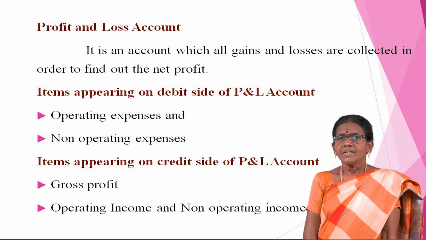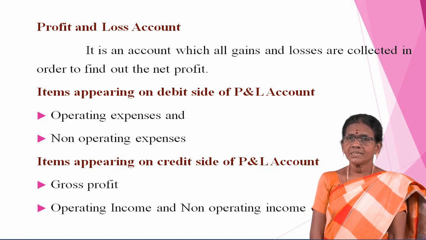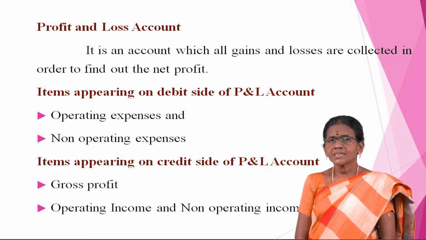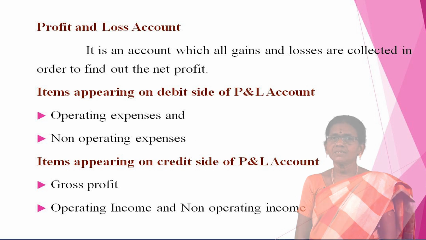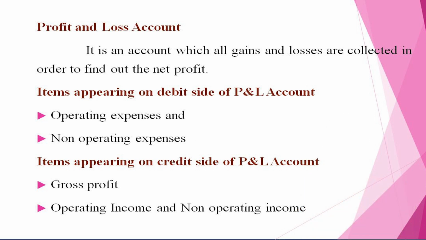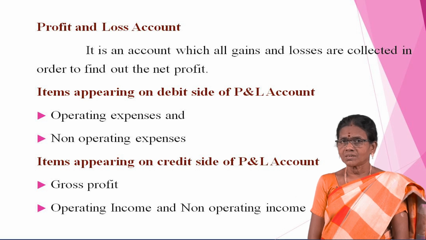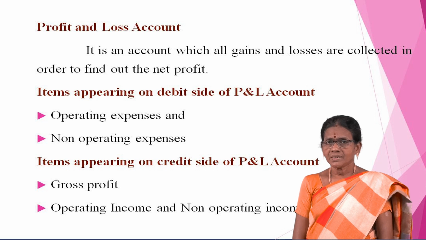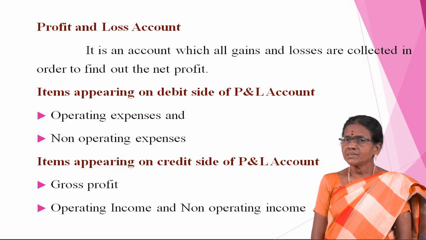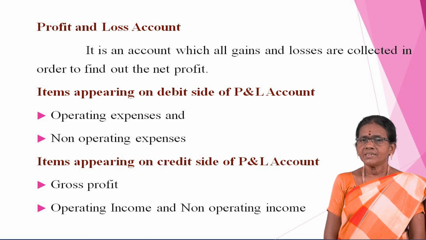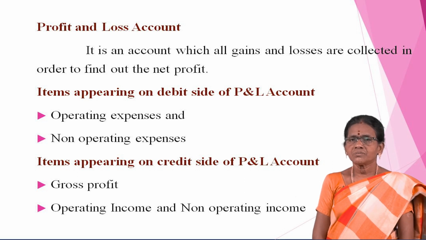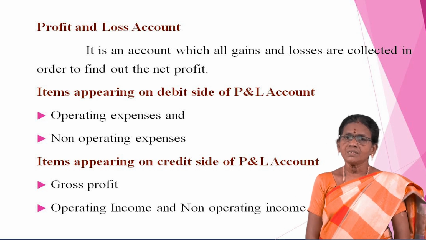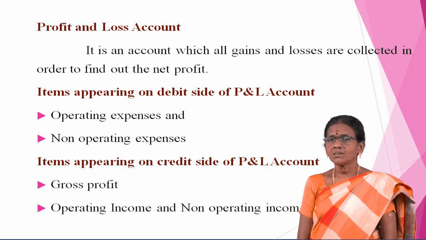Profit and loss account. It is an account in which all gains or losses are collected in order to find out the net profit. So in the case of profit and loss account, we can derive the net profit. Then items appearing on the debit side of profit and loss account: all the operating expenses and all the non-operating expenses. Then items appearing on the credit side of profit and loss account. On the credit side, first we have to put the gross profit. Then we have to put the operating income and non-operating income.